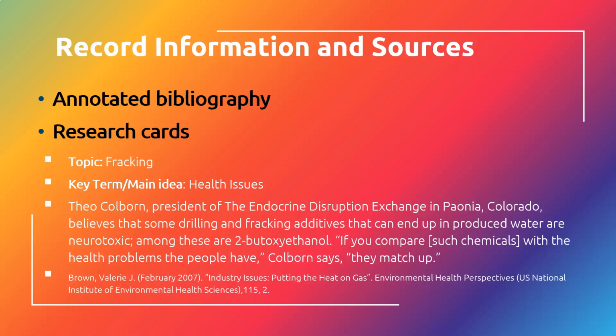Now, a research card is something that, as you're researching, you just jot down information on a 3x5 card. This gives you an example here: the topic, fracking, the health issues around it, and then a quote that he has. So as you're doing your research, put these things on 3x5 cards so that you can compile them and use that to create your outline and then your persuasive speech.